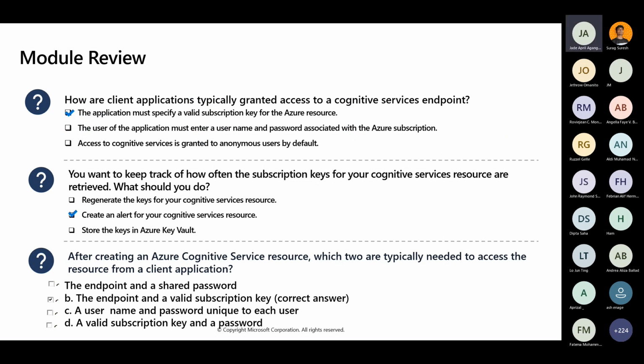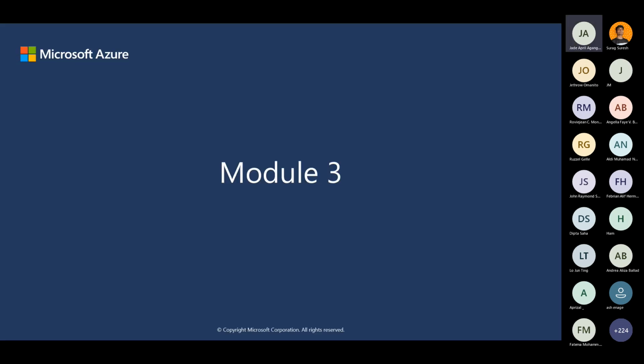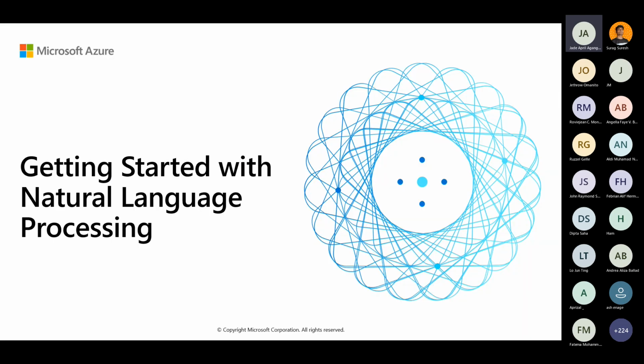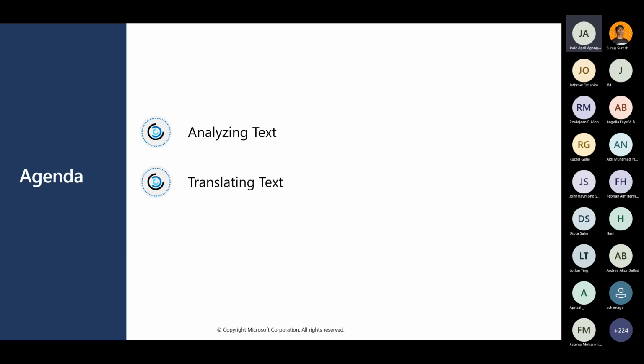All right. Thank you for those who are actively participating. Now we are in module three and it's past 11, but we'll try to move forward and cover some more. So let's go to NLP, which is one of my favorites. Getting started with natural language processing. Here we're going to analyze text and we're going to translate text.